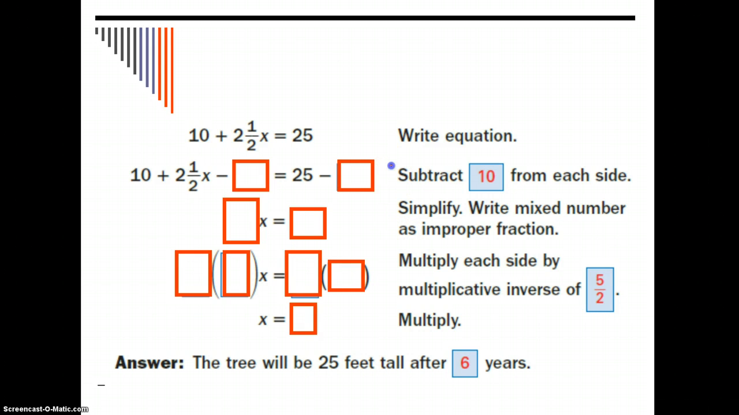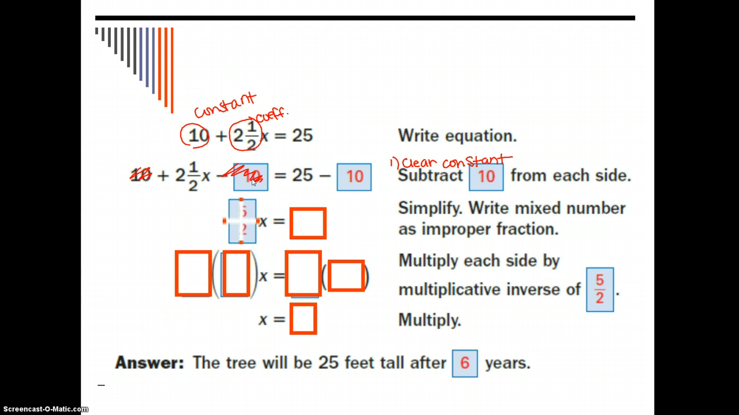First step, clear the constant. How do we clear the constant? Add the opposite. In this case, we could subtract or add a negative. The constant's the one that does not have the variable, so that's your 10. Think back to when we did equations. 2.5 is called your coefficient. It's working with the variable. So subtract 10 from both sides. That gets rid of the 10s on the left side. Bring down 2.5x. 25 minus 10 is 15.